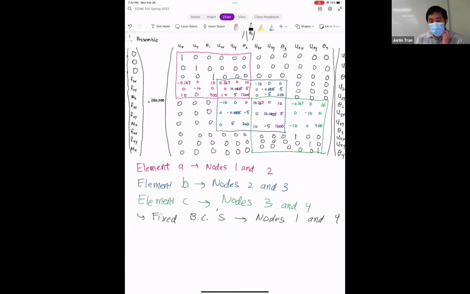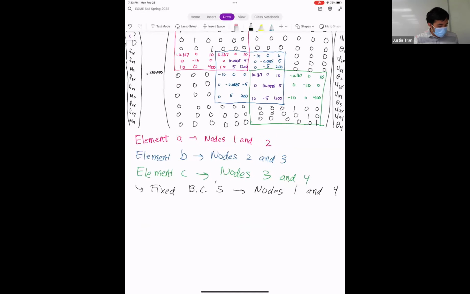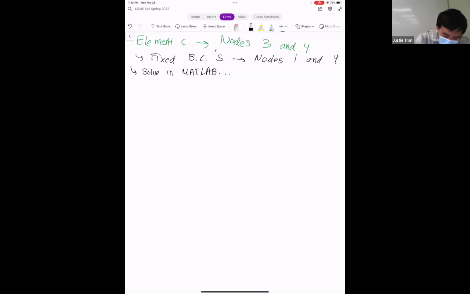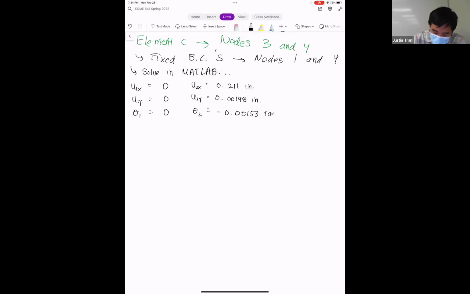Even this is kind of a big pain to do in MATLAB because it's a 12 by 12 matrix. But I did it for you. If you input that into MATLAB, you end up with the following solution. If you solve this system in MATLAB, you get u1x, u1y, theta 1, all equal to 0, right? Because that was our fixed support. Then we have u2x, u2y, and theta 2. u2x is 0.211 inches. u2y is 0.00148 inches, and theta 2 is minus 0.00153 radians.